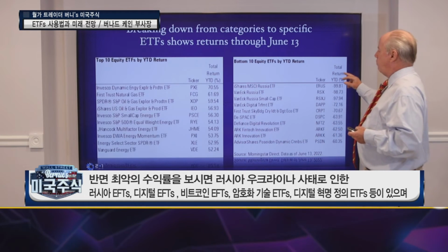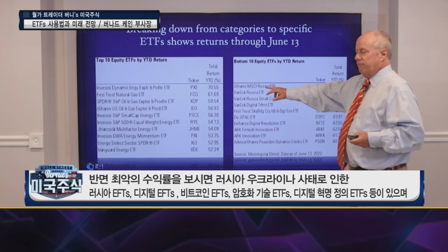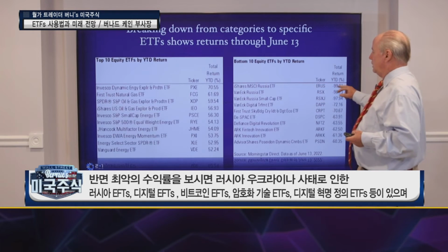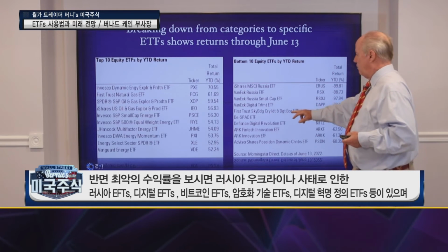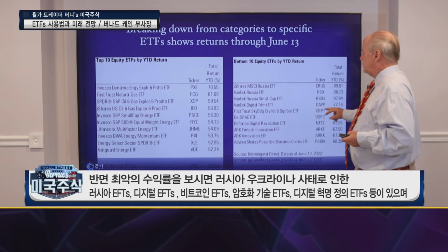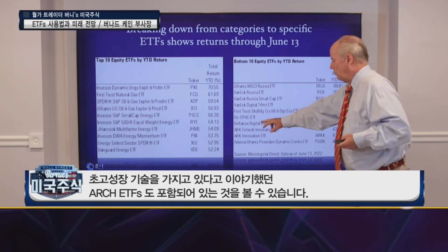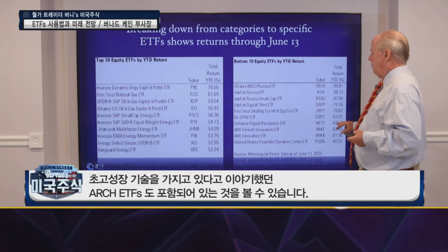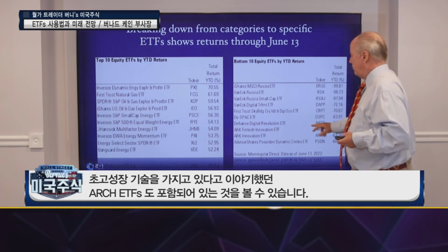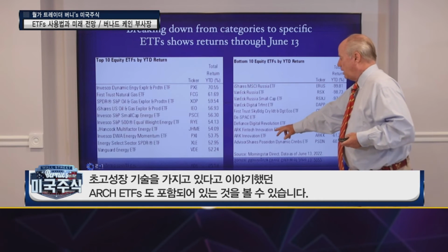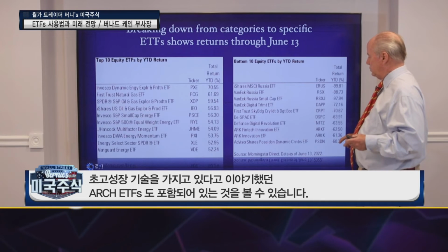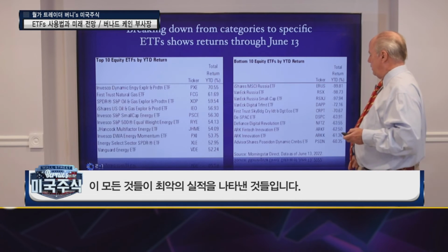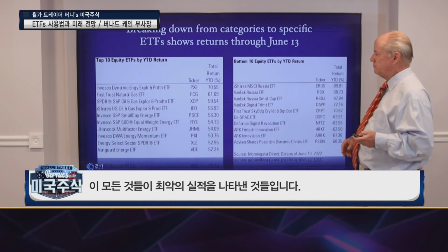When we look at the worst returns, obviously the Russia-Ukraine crisis, Russia is down. Digital, Bitcoin, crypto technology, another one down. Defiance Digital Revolution, another one down. ARK, we talked about that. ARK is all that super high growth technology. All those are the ones that have been the worst performers on the list.